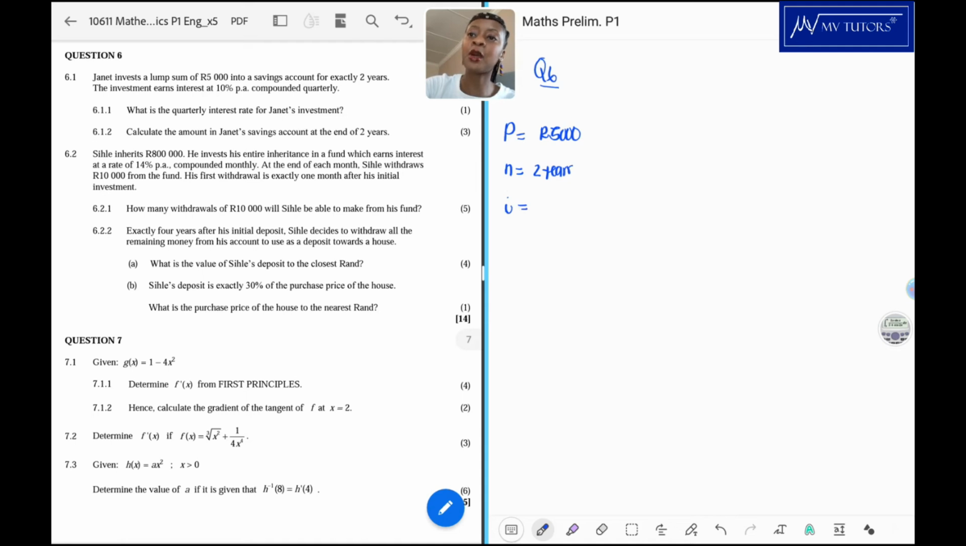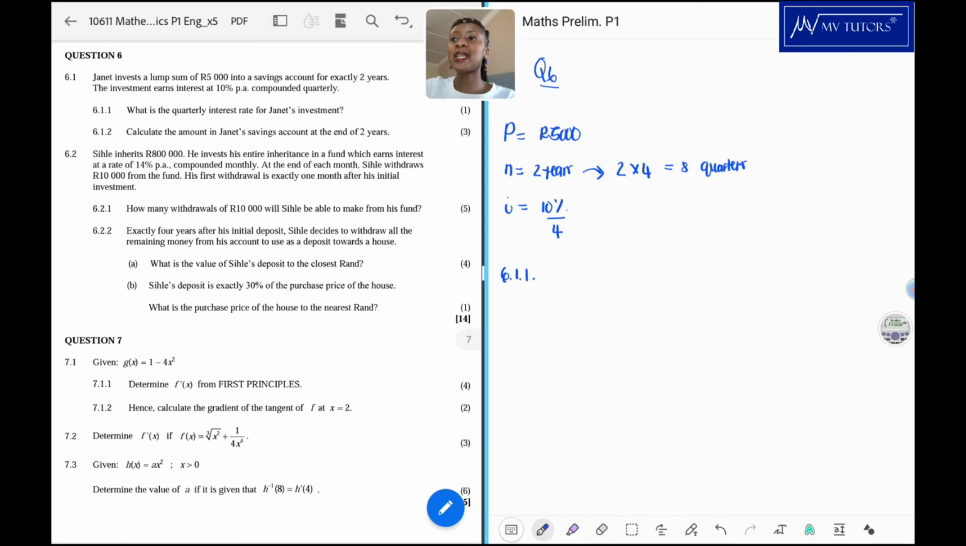Okay, so what if it's compounded quarterly? You're just gonna take that 10% and divide it by 4, and then we're gonna go back to n. Okay, so it's not in years. We must turn it into quarters. So for it to be quarters, there are 4 quarters in a year. So 2 times 4. So you're going to have 8 quarters.